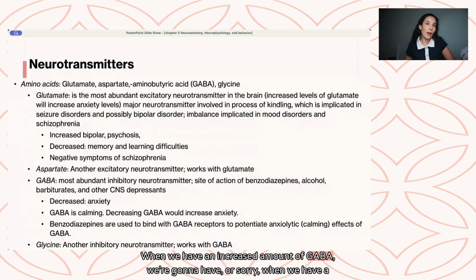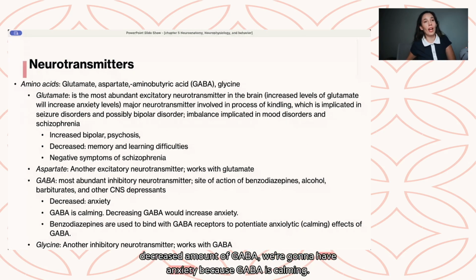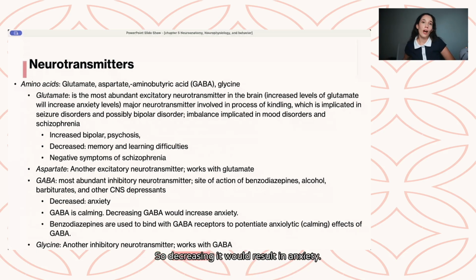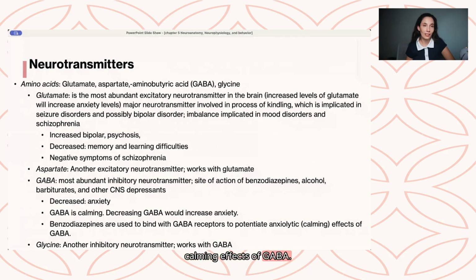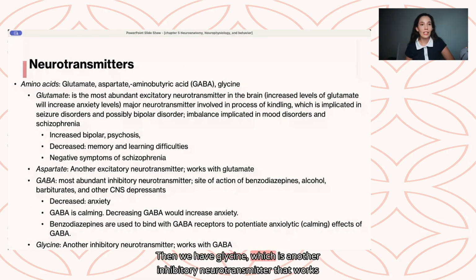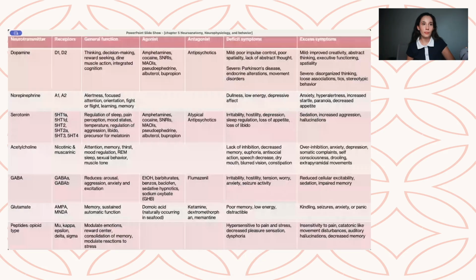When we have a decreased amount of GABA, we're going to have anxiety, because GABA is calming. So decreasing it would result in anxiety. And benzodiazepines are used to bind with GABA receptors to potentiate anxiolytic or calming effects of GABA. Then we have glycine, which is another inhibitory neurotransmitter that works with GABA.